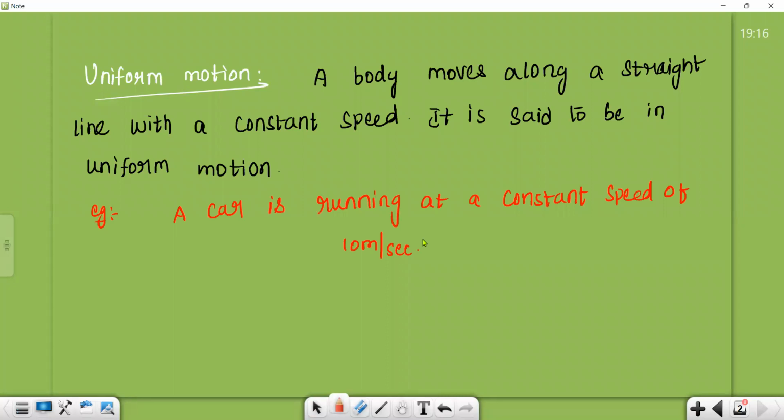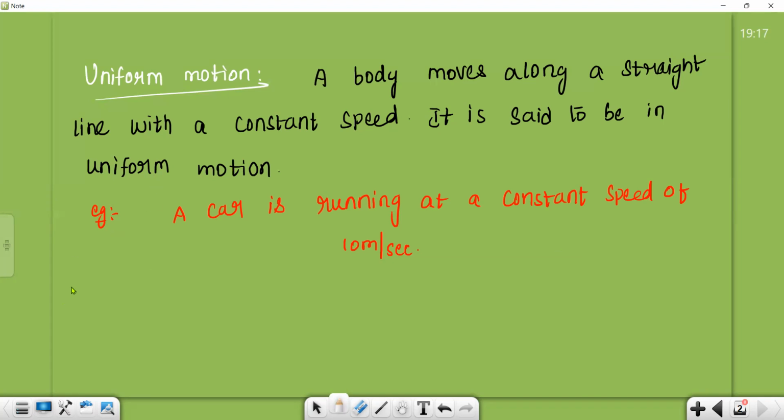Suppose the car travels 10 meter in 1 second, and in the next second it travels 20 meter, and then it slows down to 5. So the car is going slow and then fast. So it means it is not maintaining its speed constant. Then that kind of motion is said to be non-uniform motion.